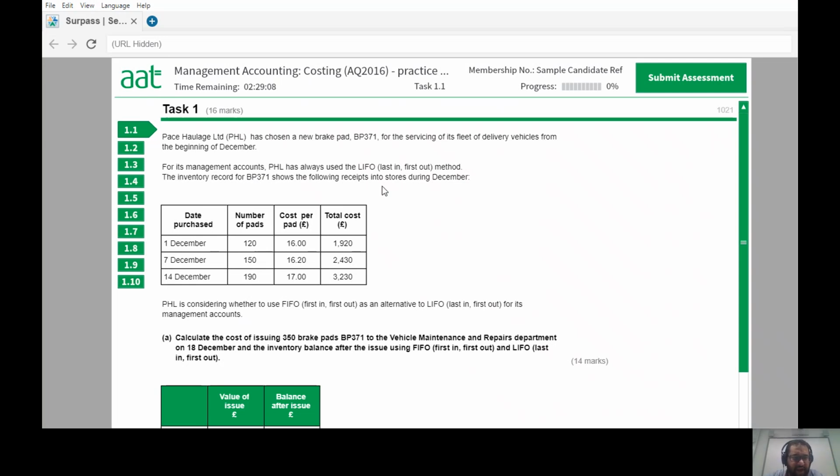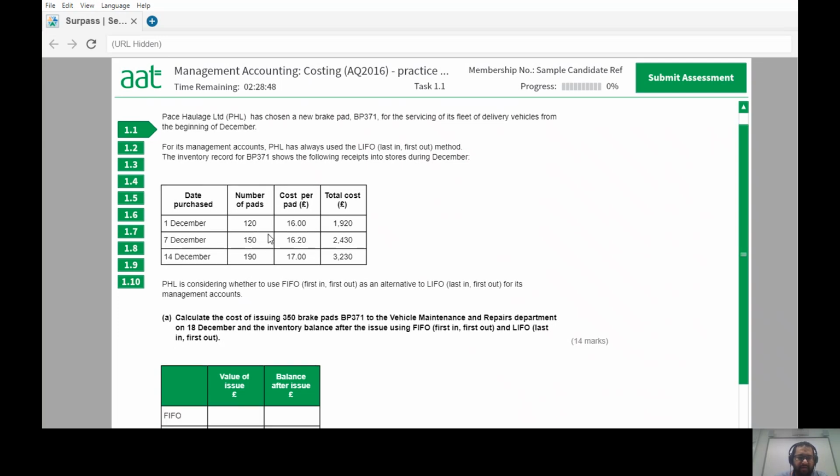Pace Haulage Limited, PHL, has chosen a new brake pad, BP371, for servicing its fleets. For its management accounts, PHL has always used the LIFO method. The inventory record for BP371 shows the following receipts into the stores. So we have 3 different receipts. Remember, they always use the LIFO method.